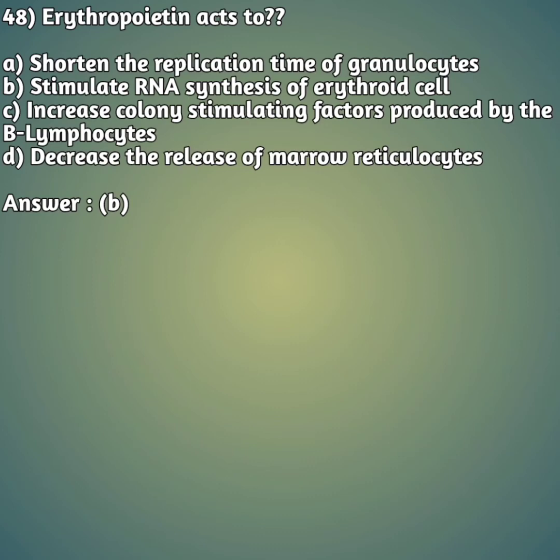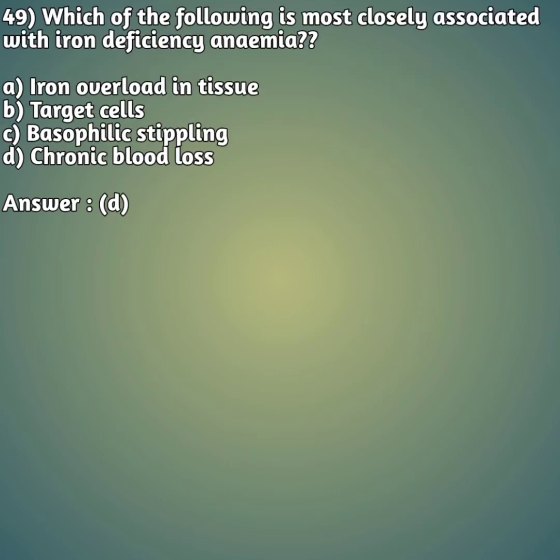Erythropoietin acts to: option A shorten the replication time of the granulocytes, option B stimulate RNA synthesis of erythroid cells, option C increase colony stimulating factor produced by the B lymphocyte, and option D decrease the release of marrow reticulocytes. Friends, the right answer is answer B. Erythropoietin will stimulate the RNA synthesis of the erythroid cells. Okay friends, next moving on to our 49th question.